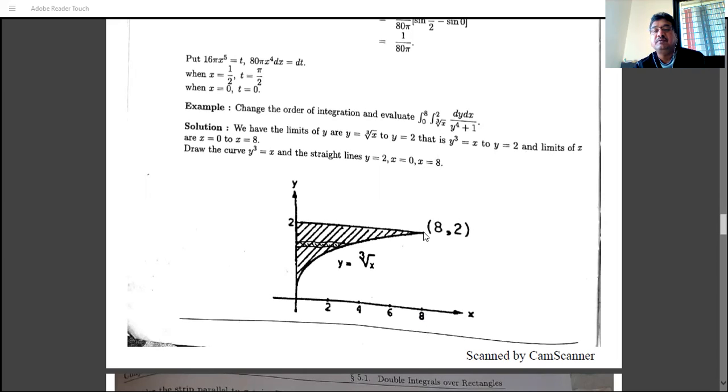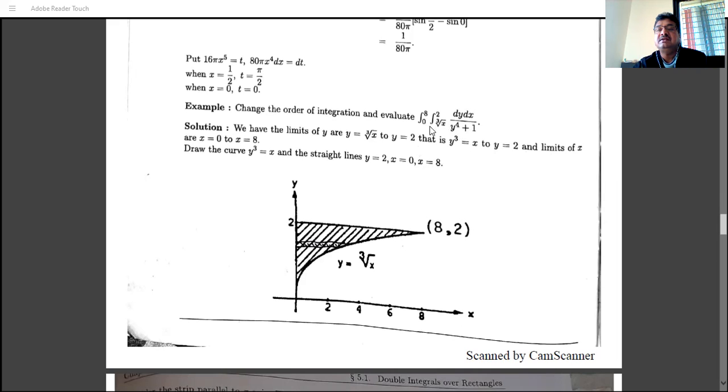And if we find the point of intersection, we solve the equations y equal to the third root of x and y equal to 2. If we substitute y is 2, then x is 8. 2 is equal to the third root of x means x is 8. So (8, 2) is the point of intersection, and we draw this line x equal to 8. And so this shaded region is the area bounded by the given curves, and this is the area of integration.